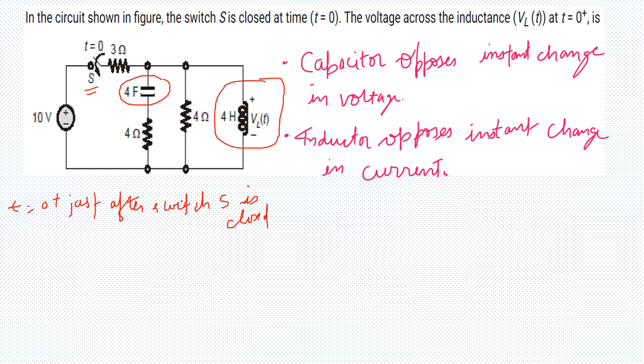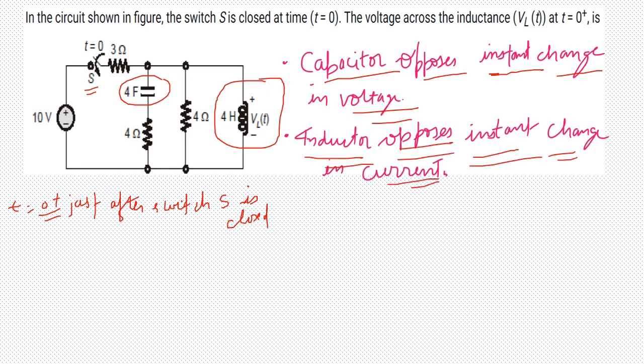So this can be done by using a property which says that a capacitor opposes instant change in voltage. So the capacitor will not allow instantaneous change in voltage. Whatever was the voltage just before the switch is closed, the same voltage will be across the capacitor just after the switch is closed, that is at t equal to 0 plus. Same thing, the inductor opposes instant change in current. So the current will be the same as it was before the switch was closed and after the switch is closed, that is at t equal to 0 plus.